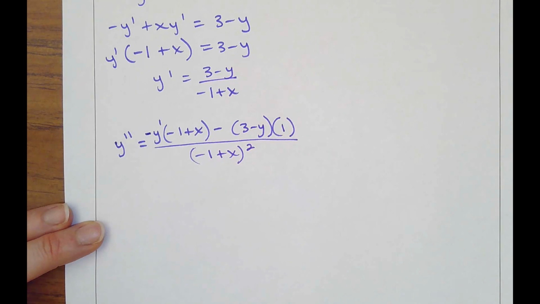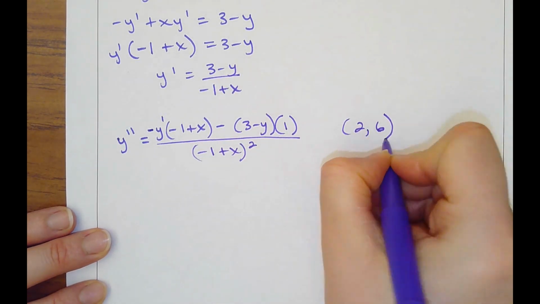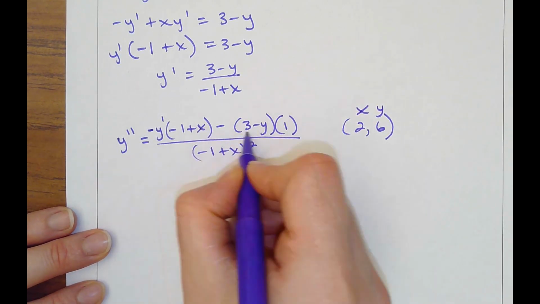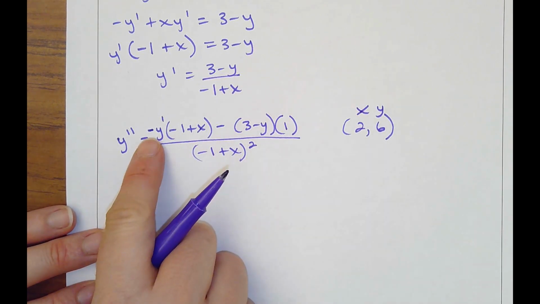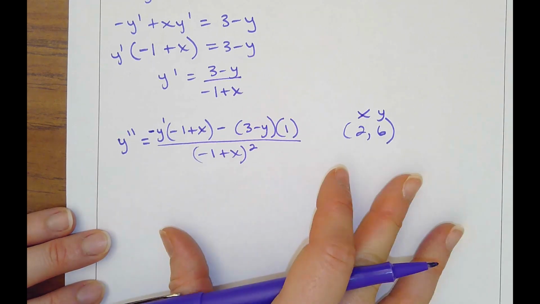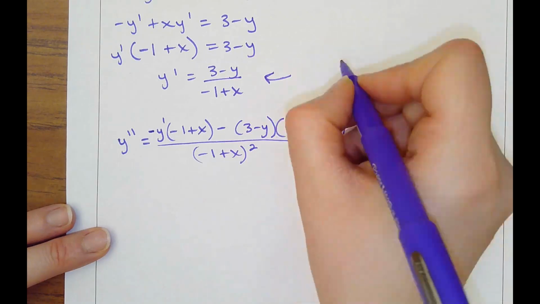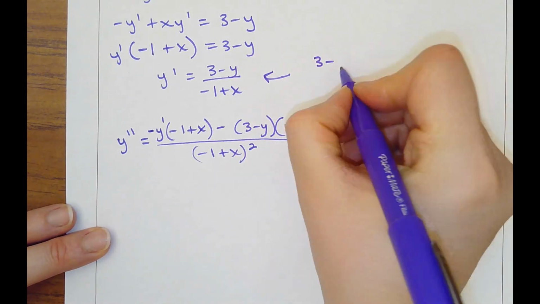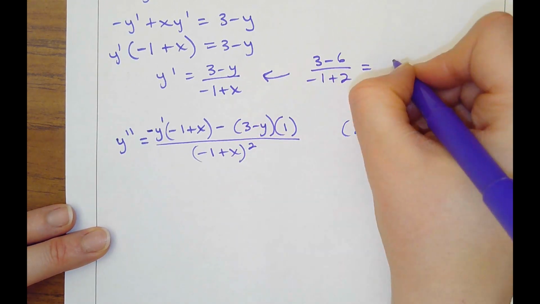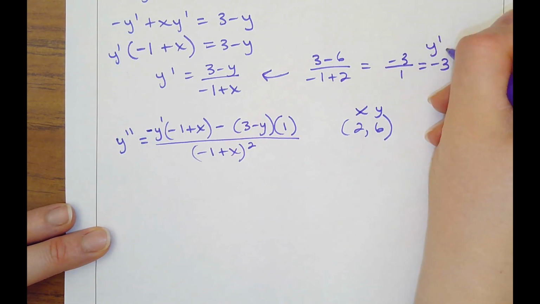And I'm wanting to find a specific value at 2, 6. So I've got an x and I've got a y. That takes care of this and this. I can just simply plug it in. But I also have a y prime. I don't have a value to plug in for that, but I need one. I can get one by substituting my x and y in right here, into y prime. So I have 3 minus, my y value is 6, over negative 1 plus my x value is 2. That would be negative 3 over 1, which is negative 3. So that's y prime equals negative 3.